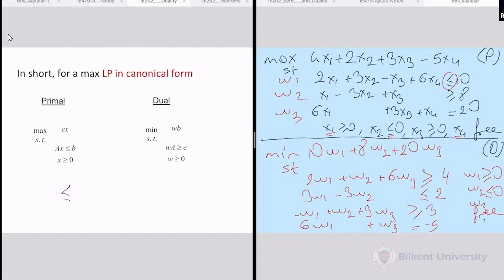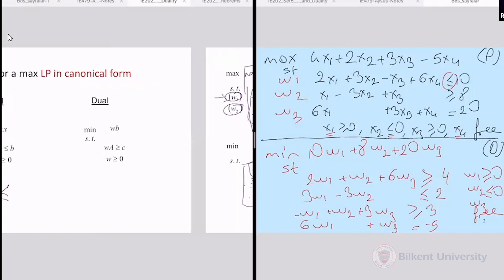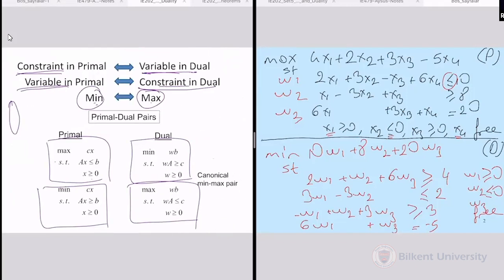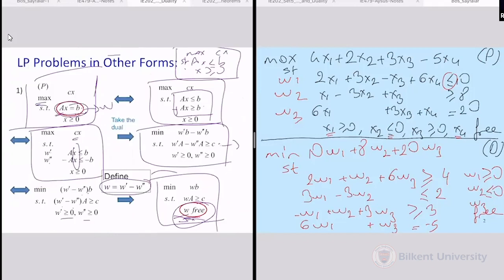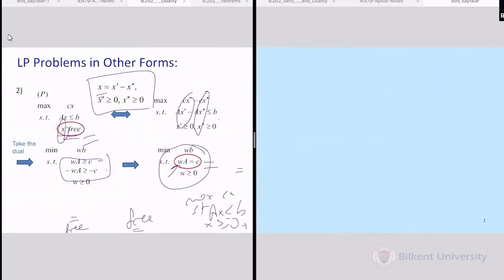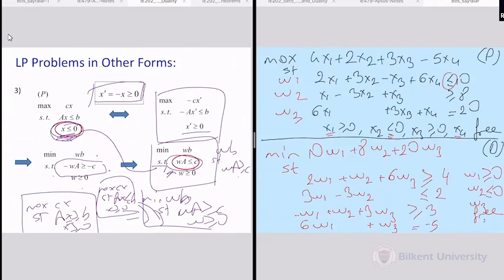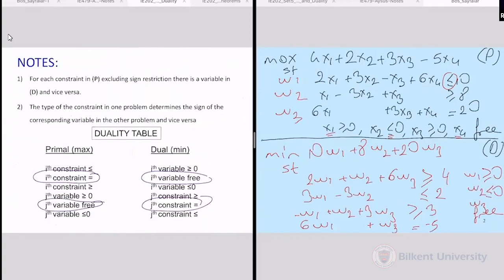The third dual variable is W3. It is associated with an equality constraint. Equality, we have proved that it is associated with a free variable. So W3, which is actually written for an equality constraint, should be free. Any other questions regarding this dual?